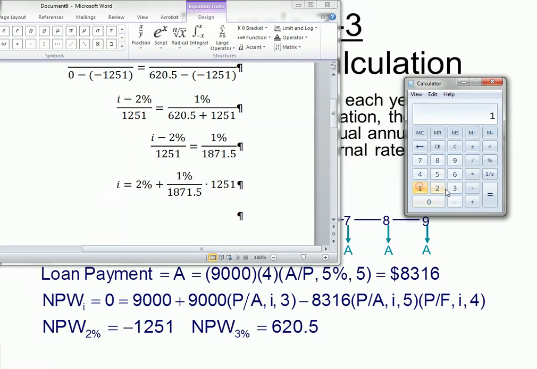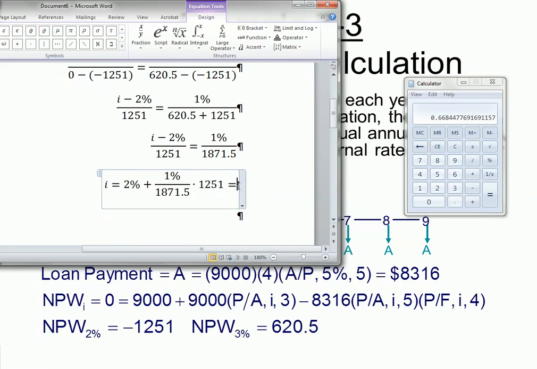So using a calculator to divide 1251 divided by 1871 and a half, I'm gonna get something like this. So that's gonna be our I. So I is gonna be 2% plus, notice there is a percent here, so this is gonna be in percentage points, 0.6 and approximately 68. So that's approximately 7. And that's going to be 2.67%.